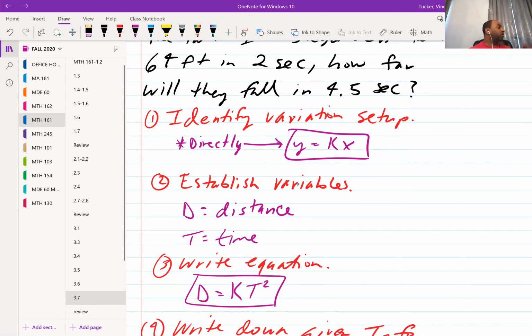So the distance varies. So that's why we have d equals. That comes before the varies directly phrase. We're going to have k involved. K is always a part of all of these variation problems, the constant of variation. And then it says this time squared, so that's why we have t squared.